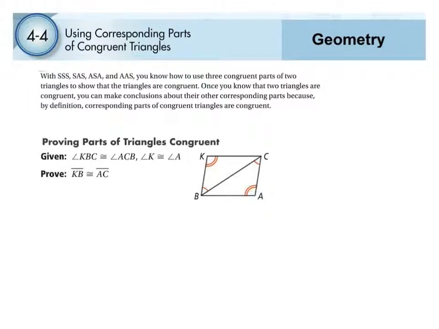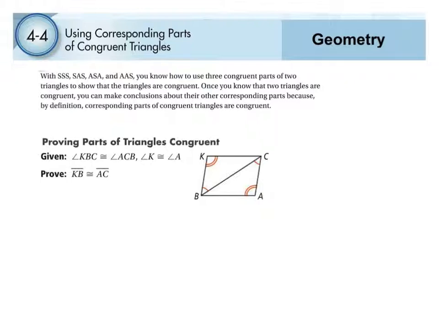In section 4-4, we're using corresponding parts of congruent triangles. If you remember back in, I believe it was 4.1, we had talked about congruent figures in general, right? And we said that if two figures are congruent, that means that all of their corresponding parts are congruent. So we can talk about the roadmap, the congruency statement, telling us which angles are congruent and which line segments are congruent, all that kind of good stuff. Well, that's what we're going to use today. We are going to use the fact that corresponding parts of congruent triangles have to be congruent.